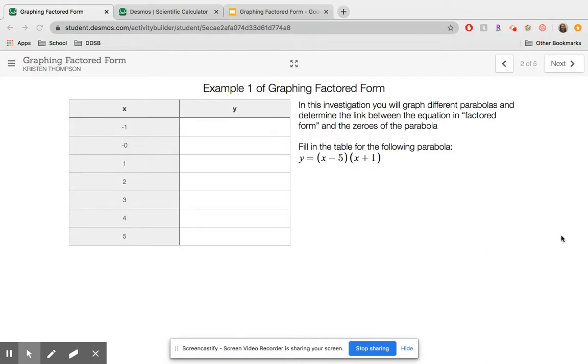In this investigation, you will graph different parabolas and determine the relationship between the equation in factored form and the zeros of the parabola. The zeros of the parabola, what that means, are the 2 points where it goes through the x-axis. So fill in the table for the following parabola. We've got x minus 5 and x plus 1. So let's put -1 in for x.